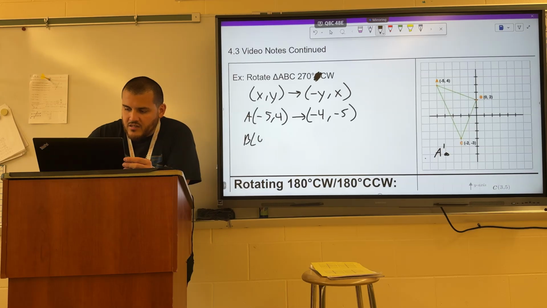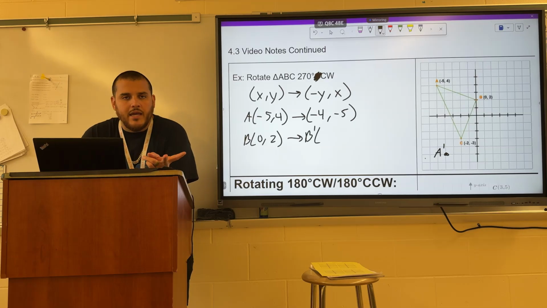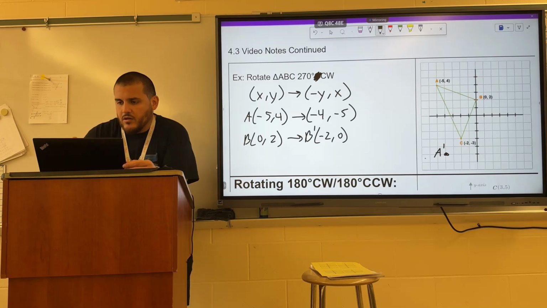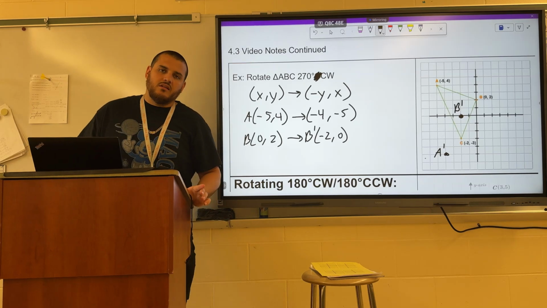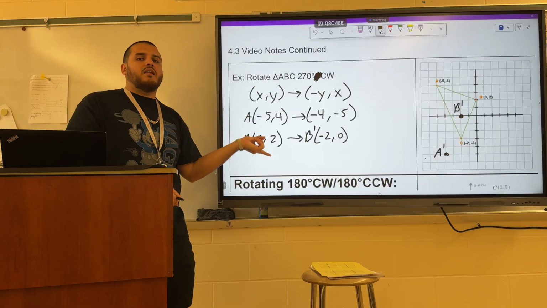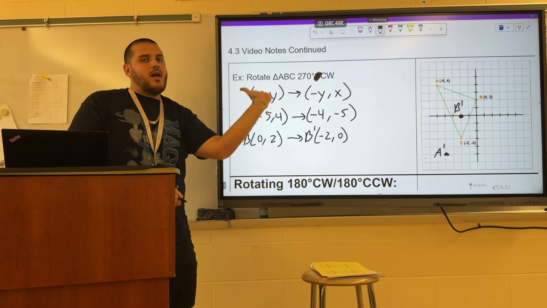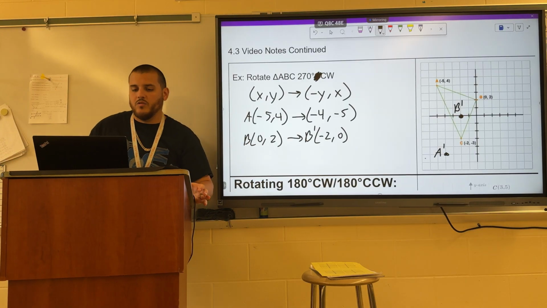B is at 0, 2. If I perform my function notation rule there to get to B prime, my x and y will switch, my y will change sign, so that would be -2, 0. -2, 0 is right there. So there's B prime. Now B was on an axis, right? And so for 90 degrees, when you're on an axis, you're just gonna move to the adjacent axis in that direction. So I went from the y-axis to the x-axis, 1 axis over, still 1 quadrant of movement there for B.